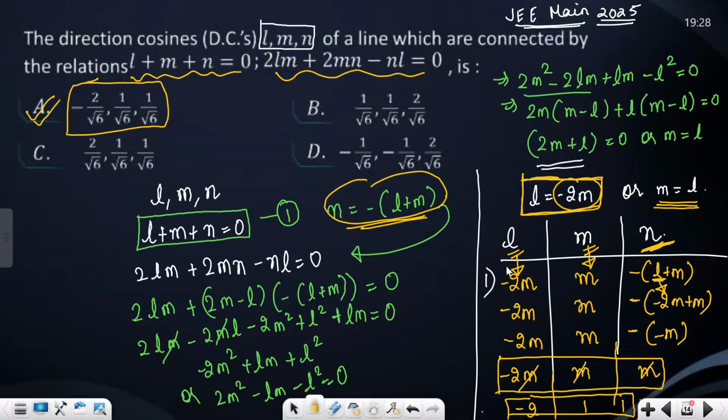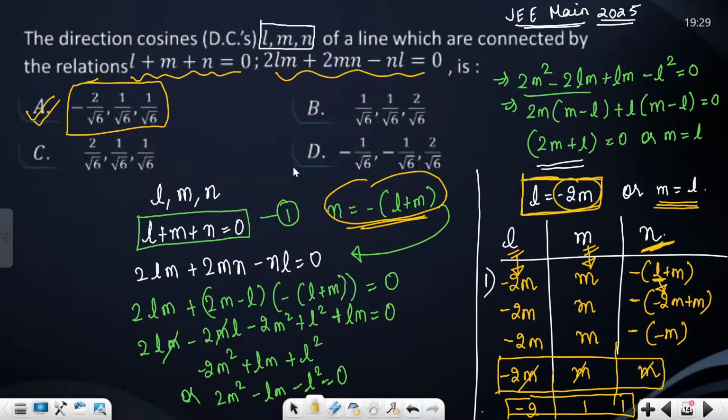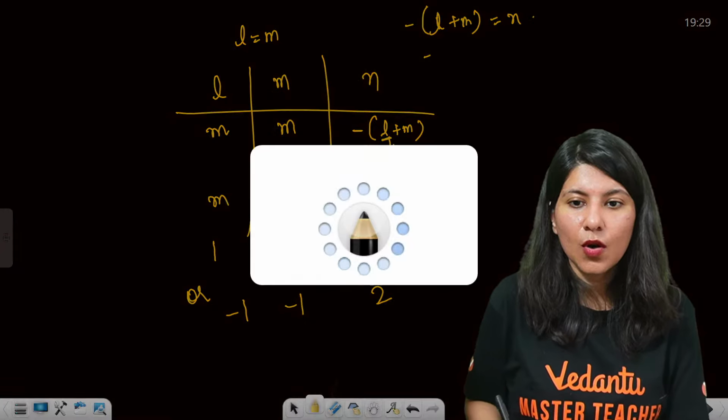Now 1 comma 1 comma minus 2, can you see? Or if you want to change the direction, what you can do is minus 1, minus 1 and 2. So 1, 1, minus 2 is the same as minus 1, minus 1, 2. So can you see option D is also correct? Both option A and option D are correct. Is that clear? Are we good on it? Are we fine? Okay. Clear? Let me know.